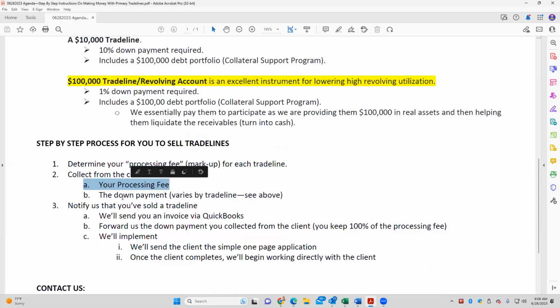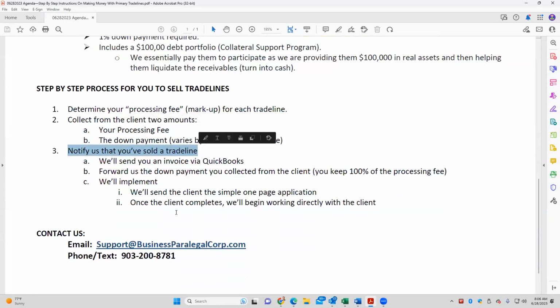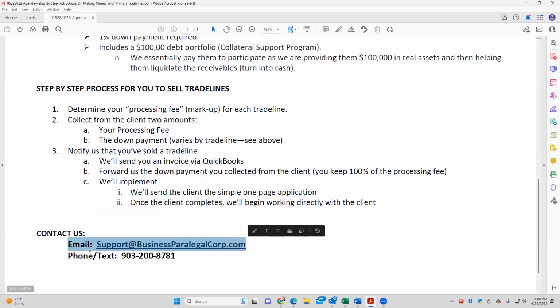You're not waiting. Then you need to let us know that you sold a trade line. You can email us, you can call us, you can text us. It'd be best just to email, but you need to let us know, right? Because we don't know otherwise. Then we're going to send you an invoice. You're going to pay us the down payment that you collected from the client, but you're going to keep 100% of the processing fee as I've described.